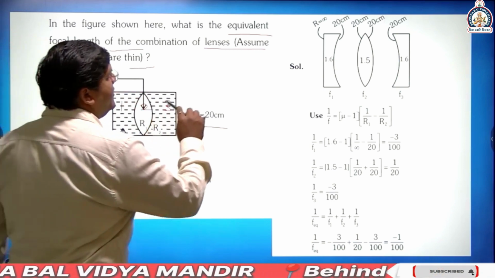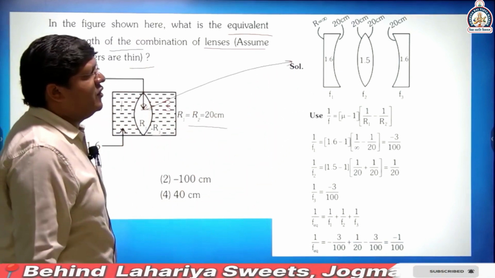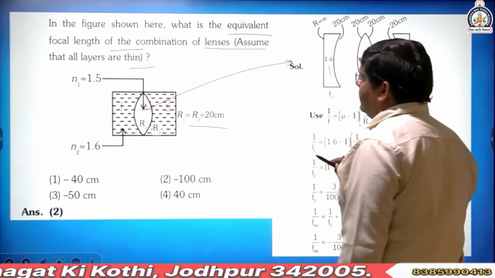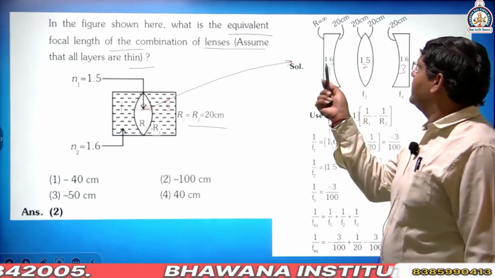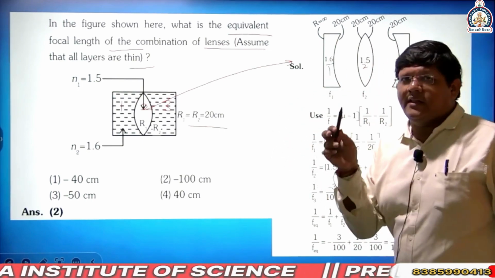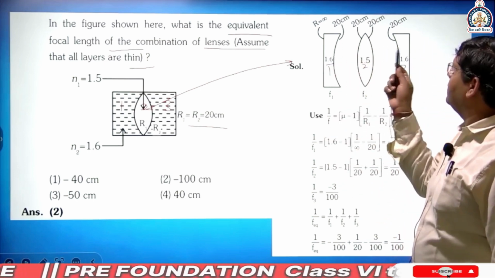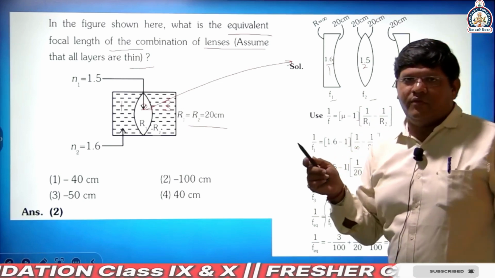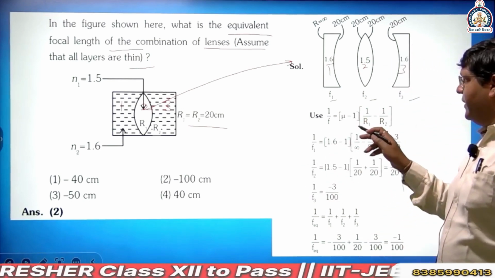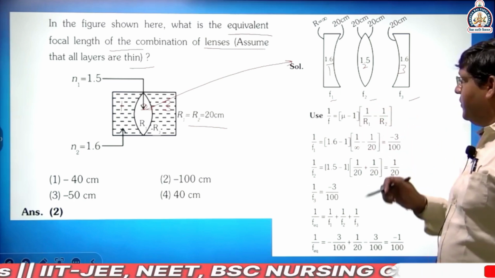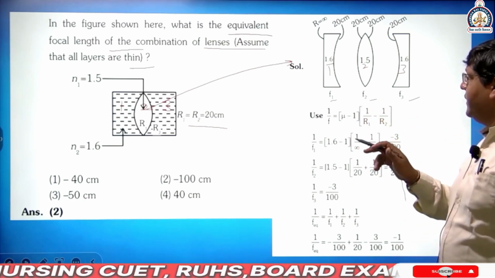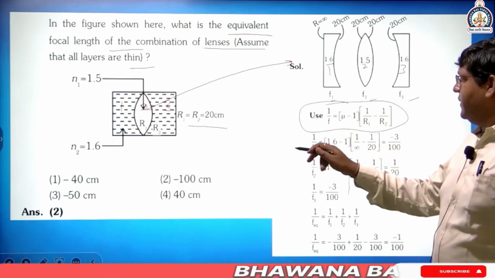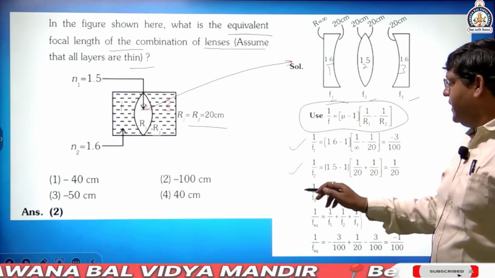So this can be simplified in this form. You can see this is a combination of 3 types of lenses, first, second and third. The values of refractive index are respectively 1.6, 1.5 and 1.6, and the value of radius for the 3 lenses is this. This is f1 focal length, f2 and f3. We know the formula for focal length is 1 upon f is equal to mu minus 1 times 1 upon r1 minus 1 upon r2. This is the main formula for f1, f2 and f3. First we calculate for f1, then f2 and then f3.